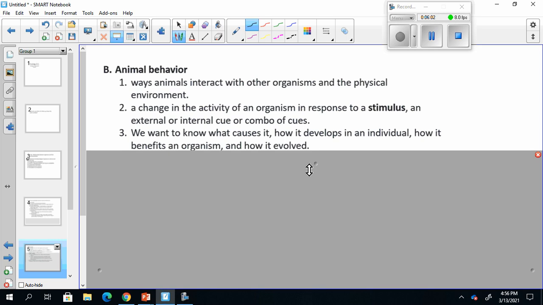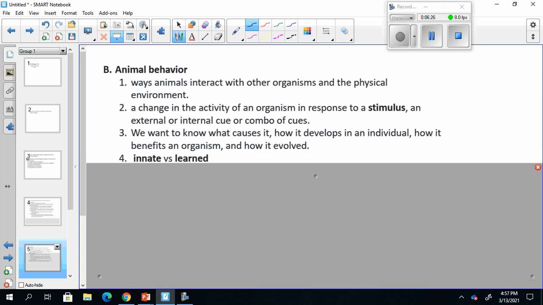In studying animal behavior, this is the study of ethology, and I took an entire course on it in college. If this is something that really interests you, it's a super interesting class to take in college as an elective if you can. We want to know what causes this behavior, how it develops, what's the benefit, and how did it come to be? How did it evolve?